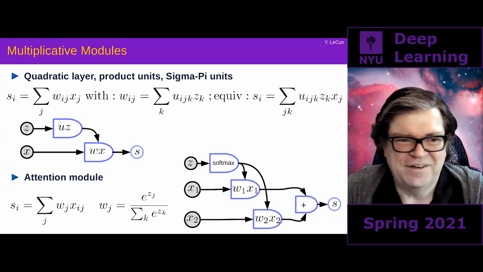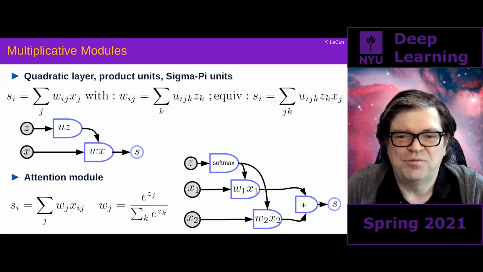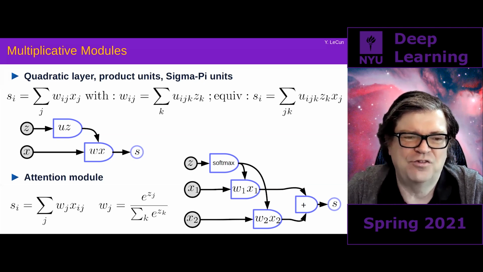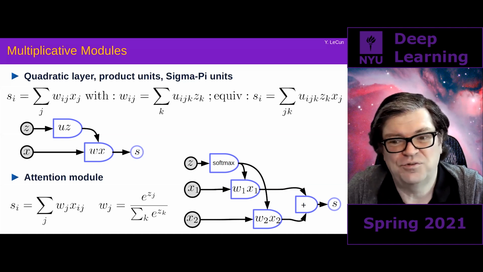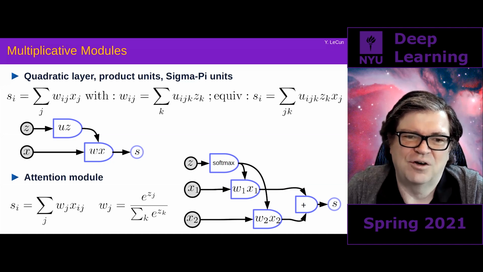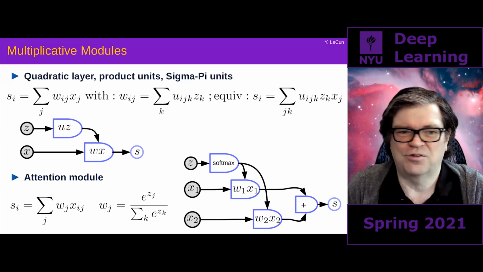Okay, we'll jump right in. We've talked about linear modules. We've talked about pointwise nonlinearities. We talked about softmax. We've talked about a few cost functions: least square, mean squared error, and negative log likelihood applied to softmax, which gives you the log softmax, right?